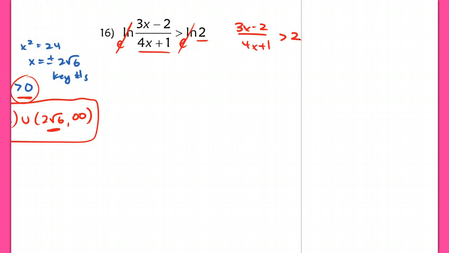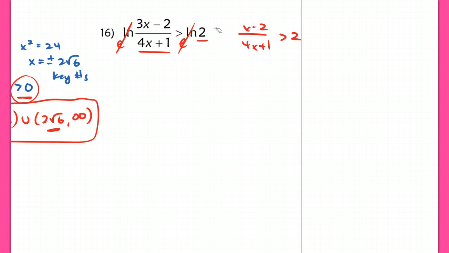Now we can't solve this inequality though, because we can't just multiply by 4x plus 1. Multiplying by 4x plus 1 on both sides is not the way to do this problem, and this is why it's hard, because it looks like it's an easy problem. The reason why you can't do that is because you don't know what the quantity x is. You don't know if it's positive or negative. You don't know if it's going to flip that sign. So you cannot multiply by 4x plus 1.